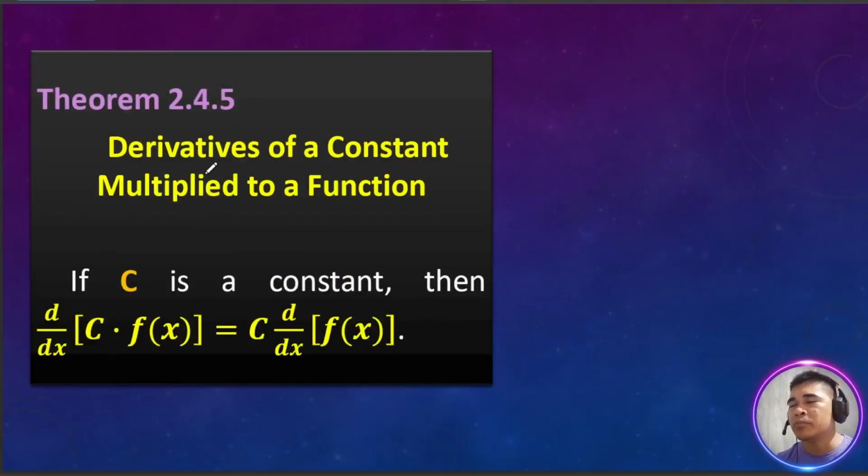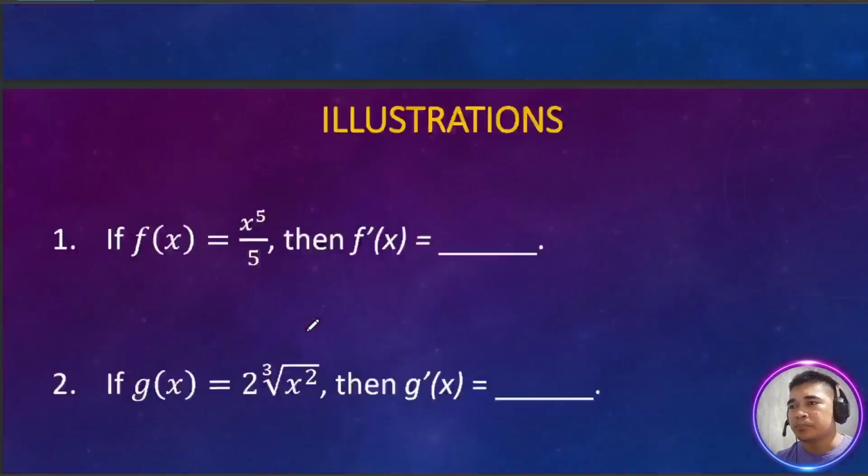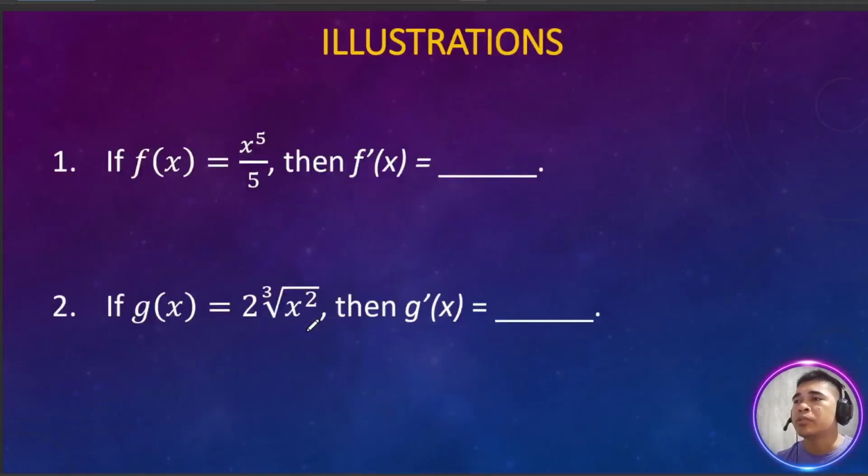Okay, next, derivatives of a constant multiplied to a function. If c is a constant, then the derivative of c times f of x is equal to c times the derivative of f of x. So what we do is separate the constant c, and then we take the derivative of f of x. So, we have some examples.